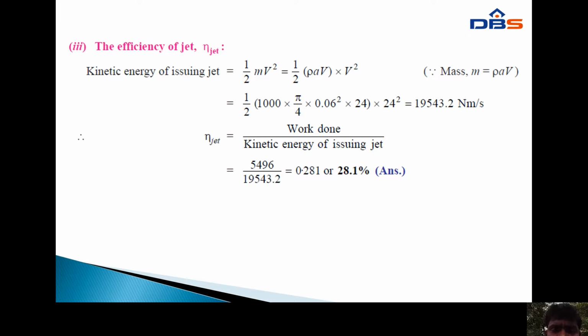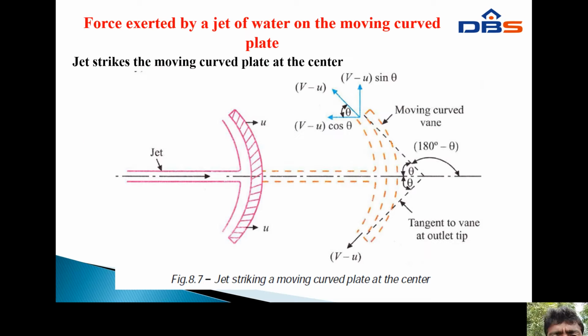The energy units. Next, the efficiency equal to work done divided by kinetic energy of the issuing jet. The work done means 5496 divided by 19543.2, that equals 28.1%. The efficiency of the jet equal to 28.1%.